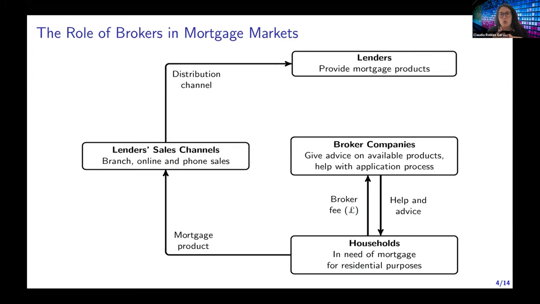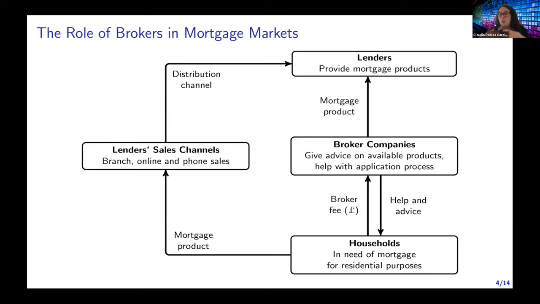Now, when you think of a broker, you should not think of a one-person firm. These are not the usual broker companies. The usual broker companies are quite large, and effectively they provide two types of services to consumers. First, they give advice on available products, so they recommend to consumers which mortgage to buy. The second service is help with the application process. For those of you who have a mortgage, getting one is a very painful and lengthy experience. So brokers speed up the process and help consumers, at the end of the day, get a mortgage product from one of the banks.